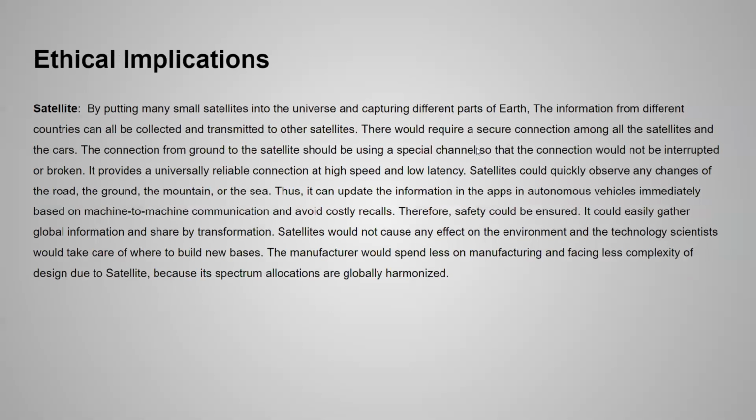And for the ethical implications of a satellite, the safety would be ensured. The environment would not be affected since the satellites are above the Earth, and the spectrum of the satellites and allocations are also globally harmonized.